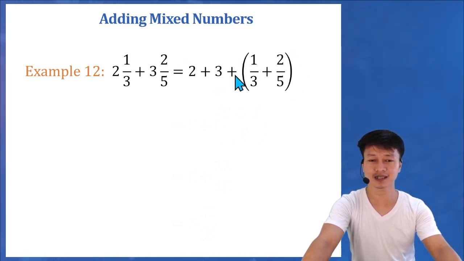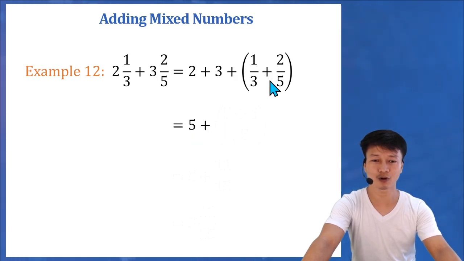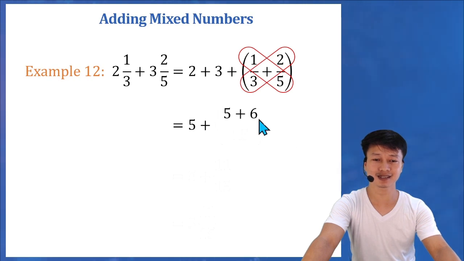Okay, lagyan natin ng parentheses. Ayan. And then, bring down lang natin. What is 2 plus 3? Of course, that is 5 plus. Okay, eto. 1/3 plus 2/5. Hindi natin pwedeng i-add directly yan because they are dissimilar fractions and therefore we are going to use our method called butterfly method. So, multiply 1 by 5 and so we will get 5 plus 2 times 3, we will get 6. And then multiply 3 and 5, we will get 15.